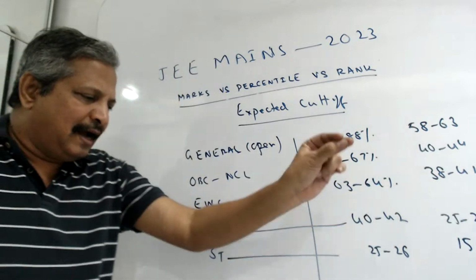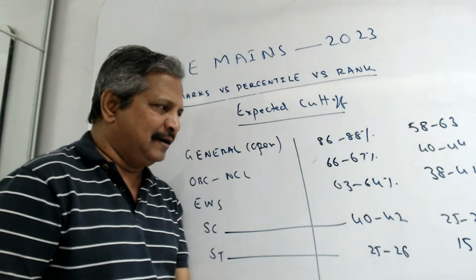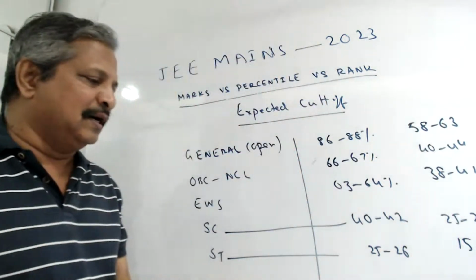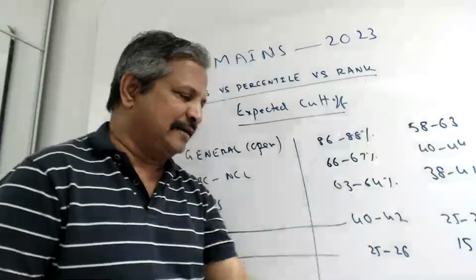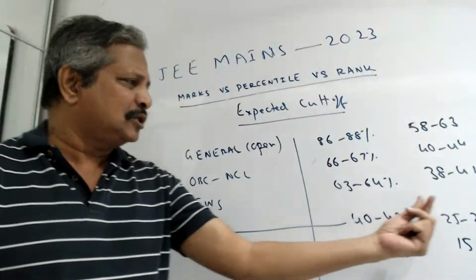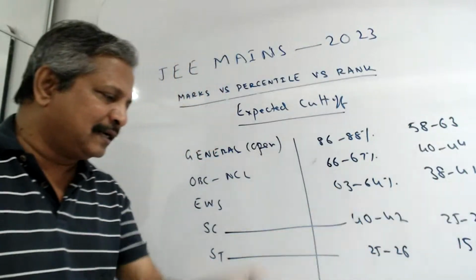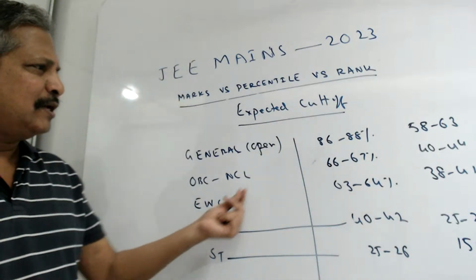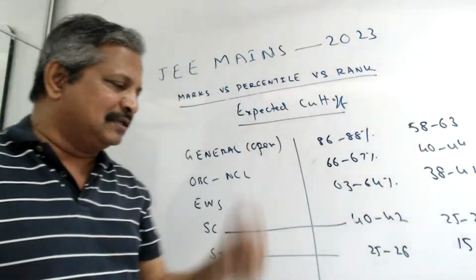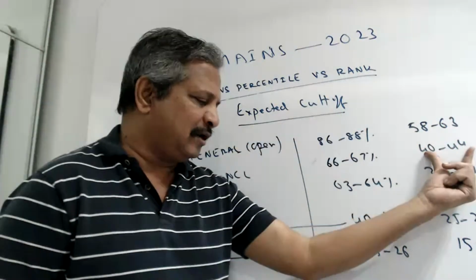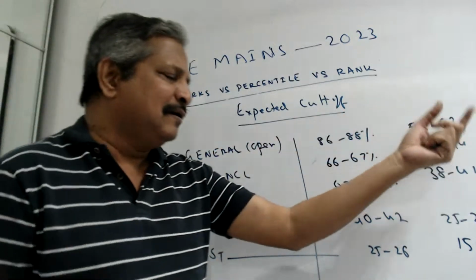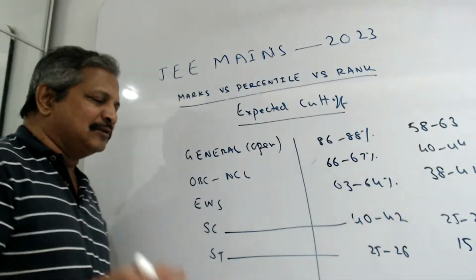I will repeat for those who do not have an idea: an ST student who gets 15 to 18 marks out of 300 will be qualified, eligible to write the advanced exam. And an SC student who gets 25 to 28 is eligible to write the advanced examination. We are expecting it like that. An EWS student who gets around 40 marks is eligible, whereas an OBC student who gets around 45 marks is eligible to write the advanced exam. And for the general category, 58, around 60 marks is the eligibility criterion.